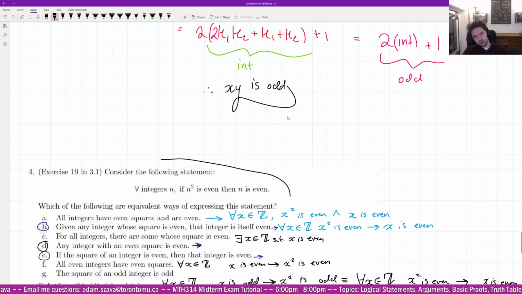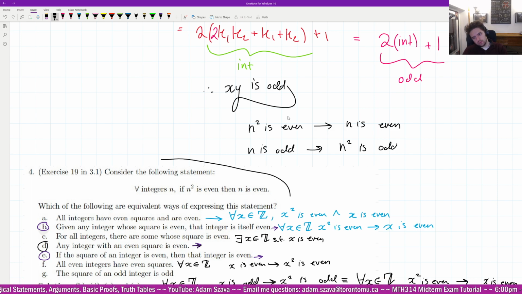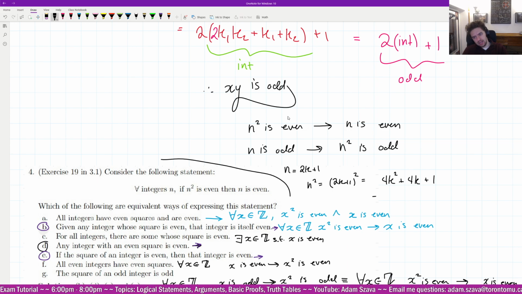It's good practice. So we're saying that n squared is even implies n is even. I'll prove this by contrapositive. So n is odd implies n squared is odd. If n is odd, n equals 2k plus 1. n squared is (2k plus 1) squared, which is 4k squared plus 4k plus 1. And I can factor out a 2. So it's 2 times (2k squared plus 2k) plus 1, which is odd. So I've proven this, which is equivalent to the original one. Done.